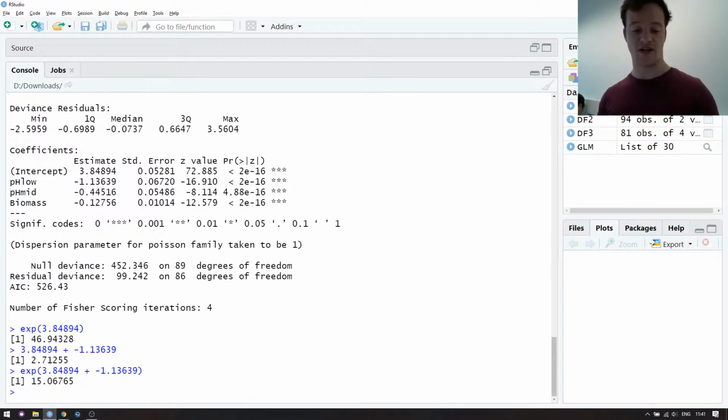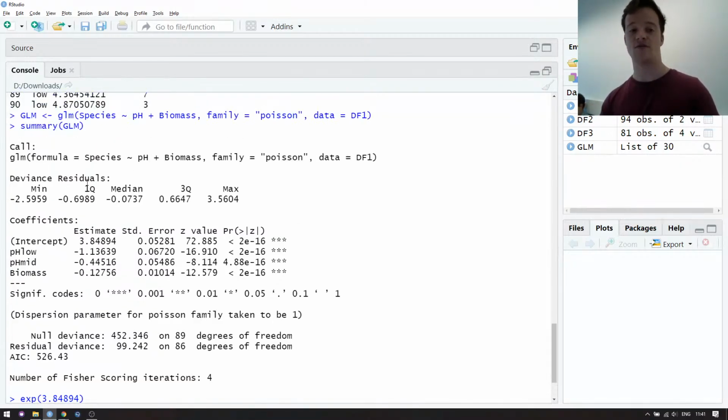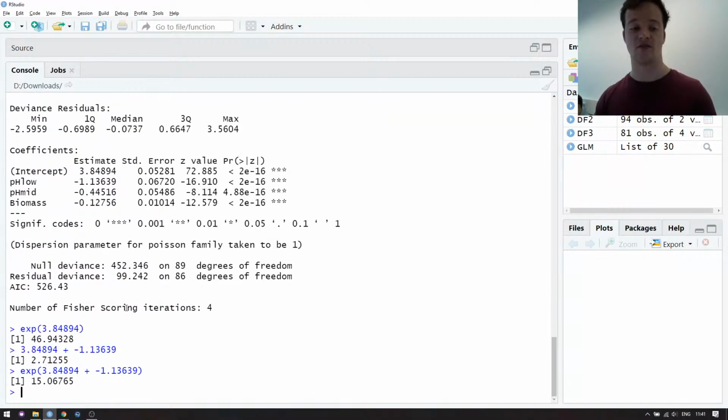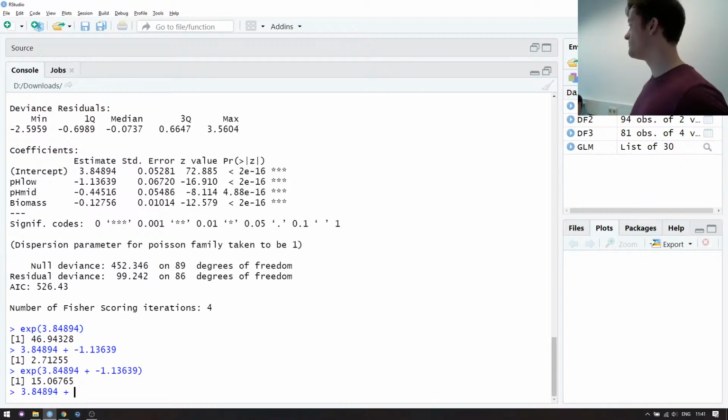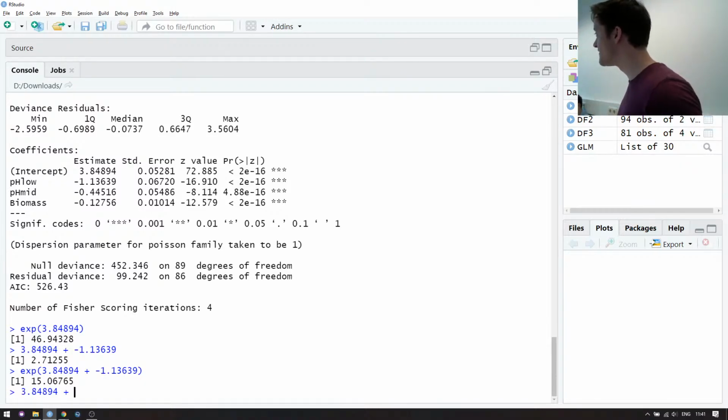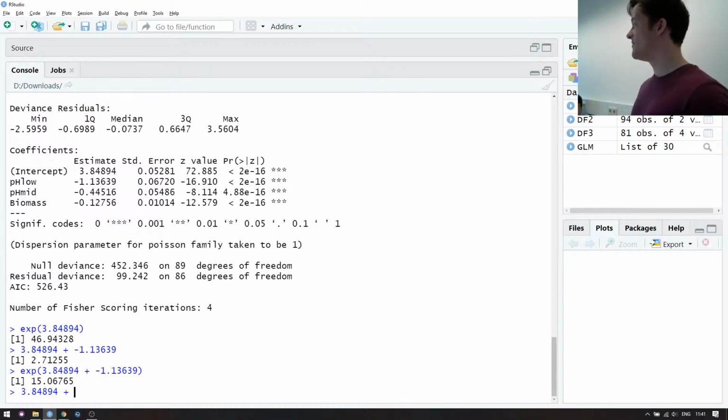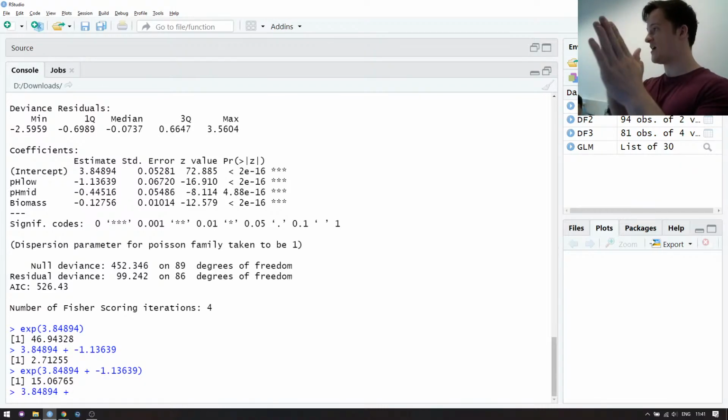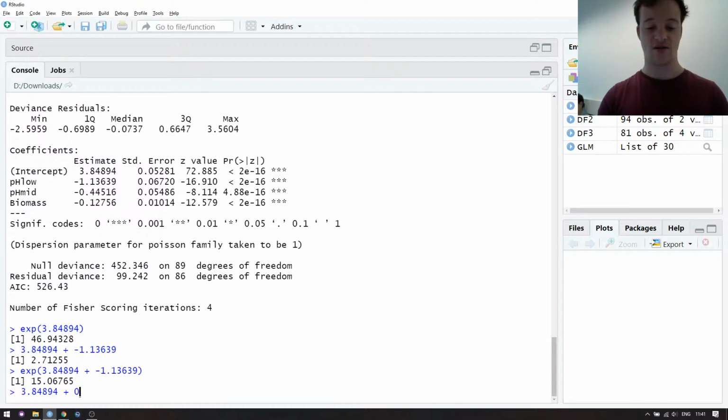So what's the formula? The formula that we wrote is we do species as a function of pH plus biomass. So what we're really doing on the scale of the linear part is we say we have an intercept, that's this one. And this is the intercept for pH high, right? Now, the intercept is where biomass is equal to, sorry? 0, yeah. That's what the intercept means, right? It's the starting point, the anchor point. So it's like doing 0 times this value for the slope, which is just the same value.